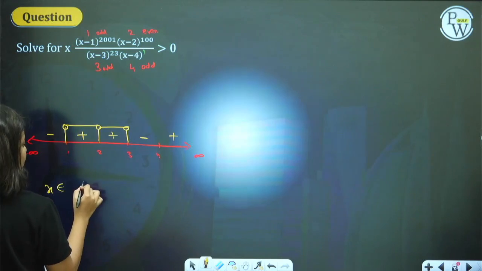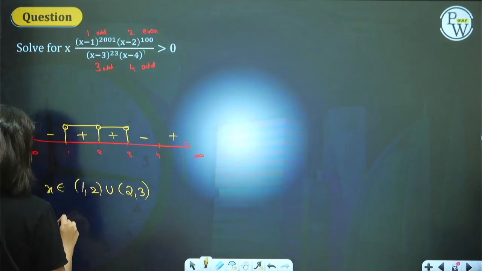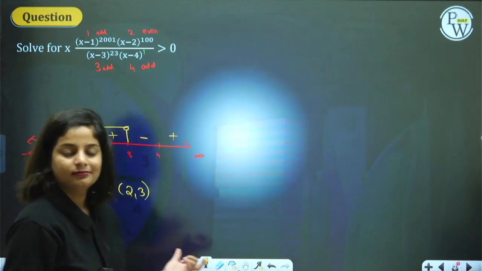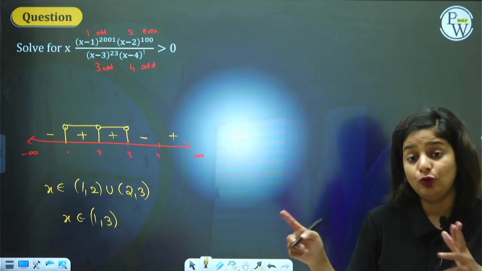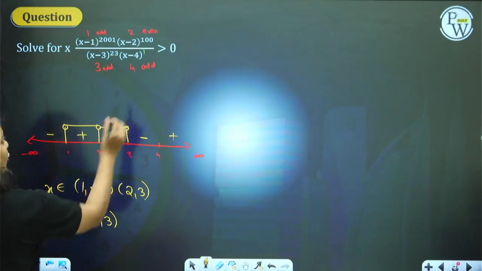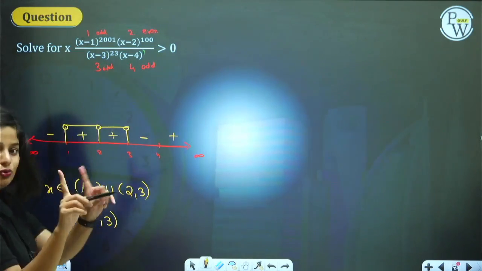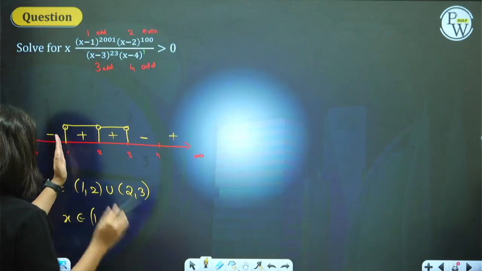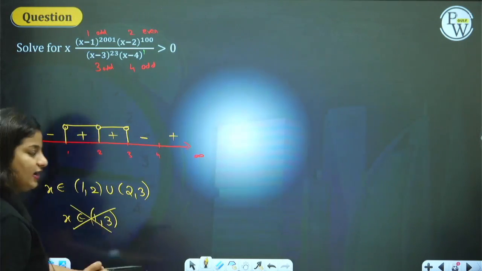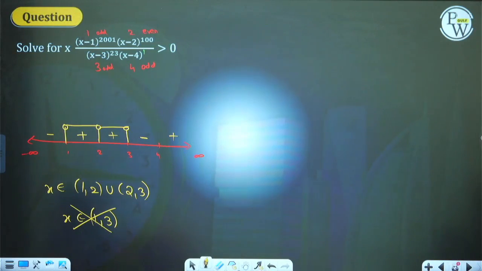X belongs to 1 to 2 union 2 to 3. Why am I not writing like this, 1 to 3 directly? Why not 1 to 3 and 1 to 2, 2 to 3? Because 2 is not included. There is a bubble on 2. It's greater than 0, not equal to 0. There's a bubble. 2 is not in the answer. Everything between 1 and 2 and between 2 and 3 is there. I don't want 2, so I cannot combine the two things. It has to be written separately.